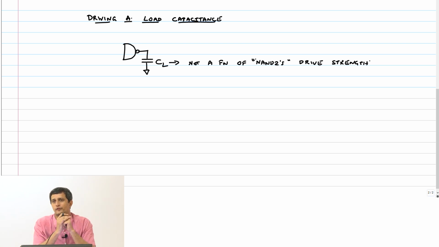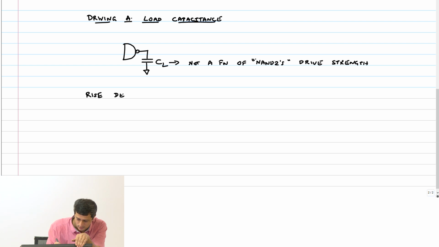It is not a function of that. So if I upscale the NAND 2 by a factor of K, this capacitance does not scale, it is a fixed capacitance, because the capacitance is coming from outside, from some other gate. Okay.